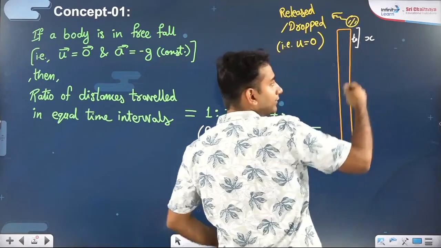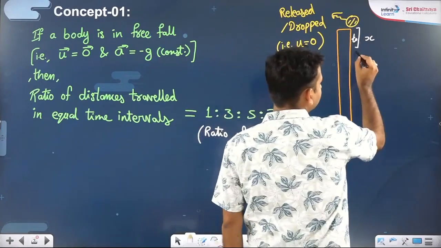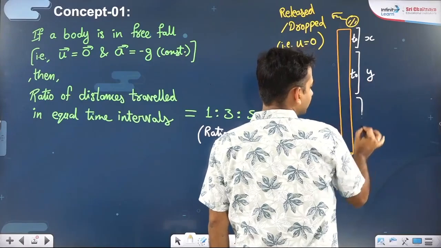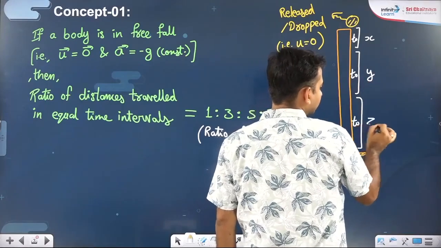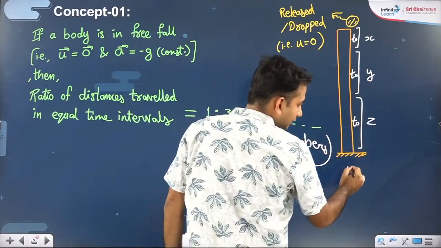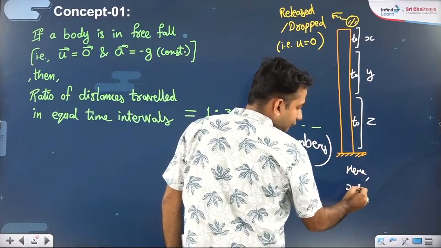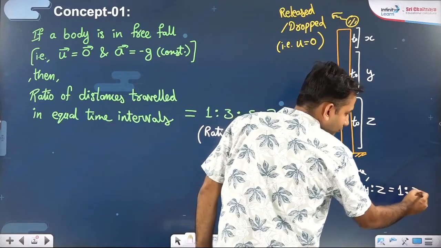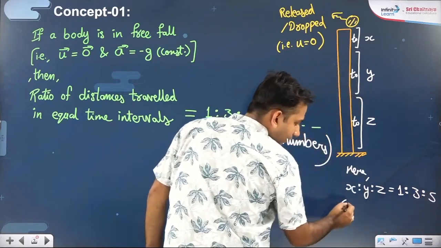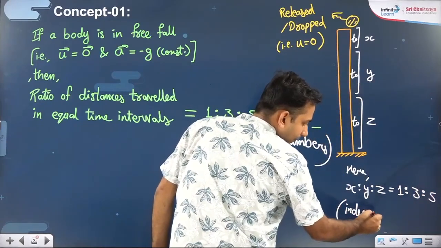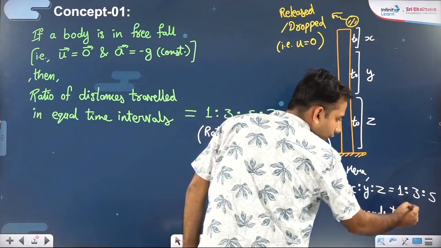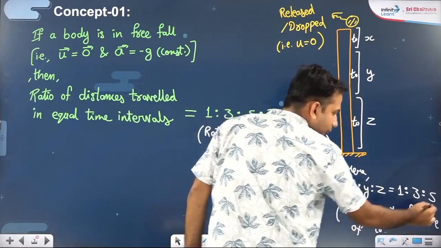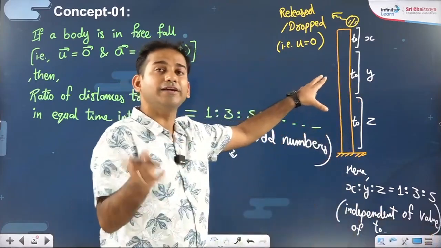Under the influence of gravity, its speed will keep on increasing. In the next t0 time, it will travel a bit more, y. And in the next t0 time, it will travel a bit more, that is z. So what I'm trying to say is that here x ratio y ratio z is given by 1 ratio 3 ratio 5, independent of the value of t0, independent of the actual time duration, which means that the time intervals should be equal.